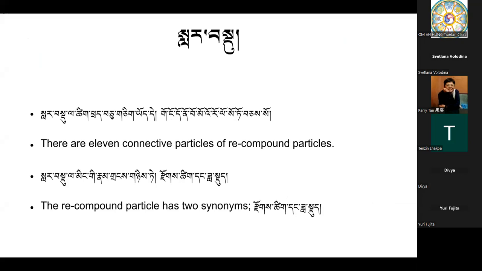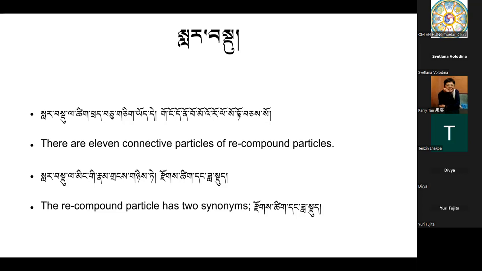There are 11 connective particles or recompound particles, which are ko, ngo, to, no, po, mo, ho, ro, lo, so, to. Jeso means these are it. So 11 of these are connective particles. And one thing to remember is that except for ta, all of these are jinjuk or suffix letters. Ka, nga, ta, na, pa, ma, ha, ra, la, sa are all suffix letters, except for to, which is not a suffix letter.